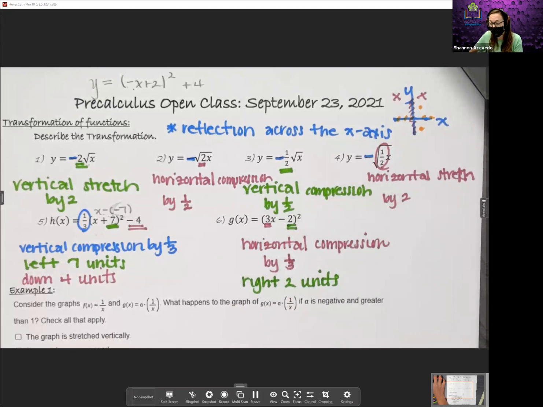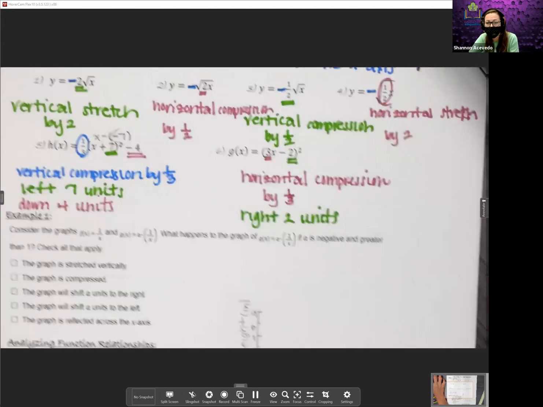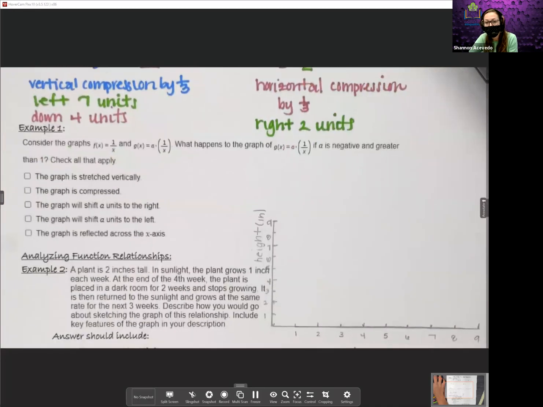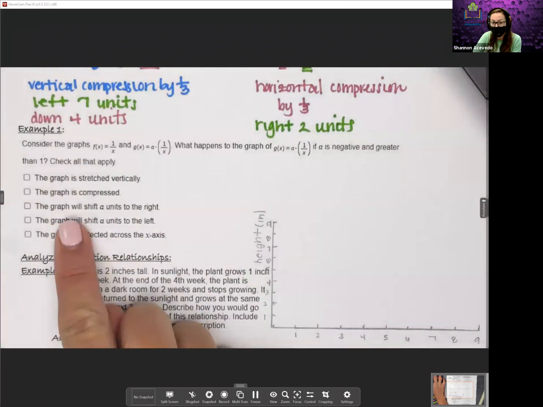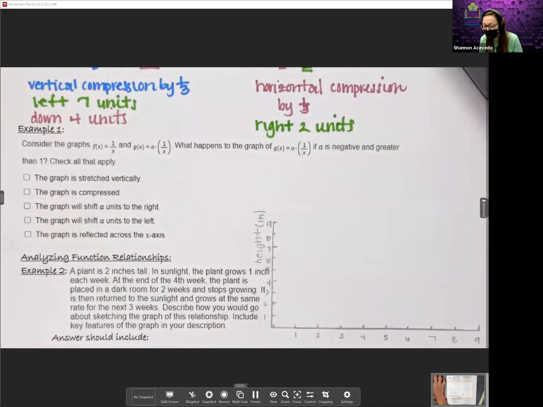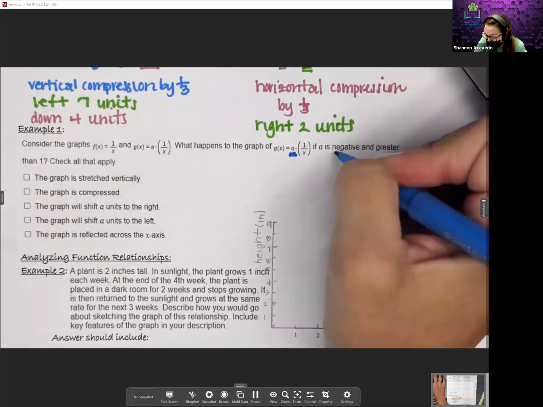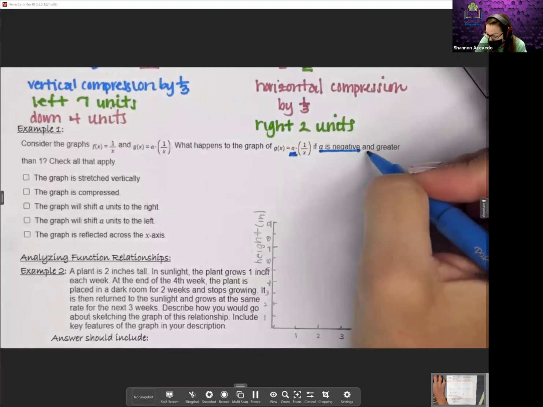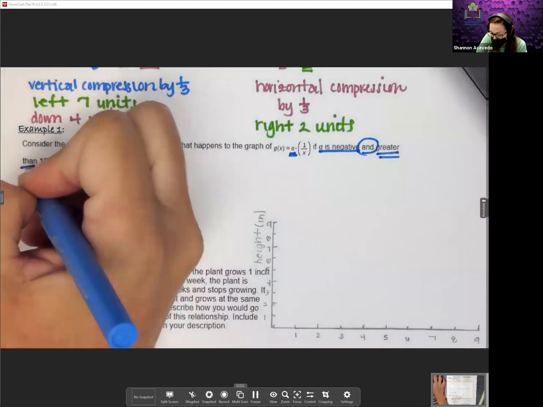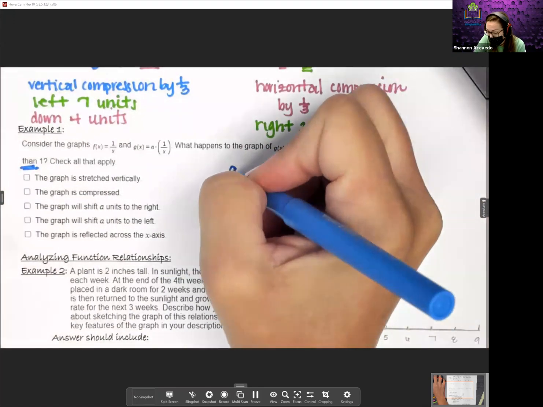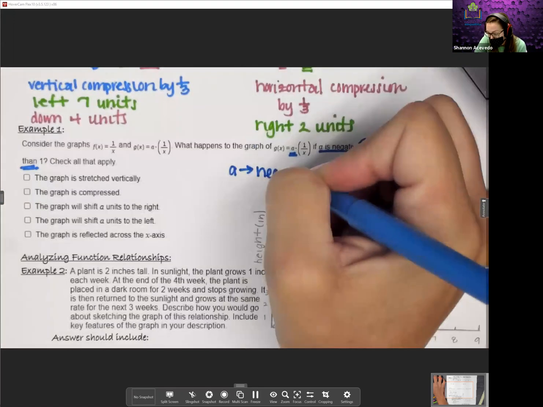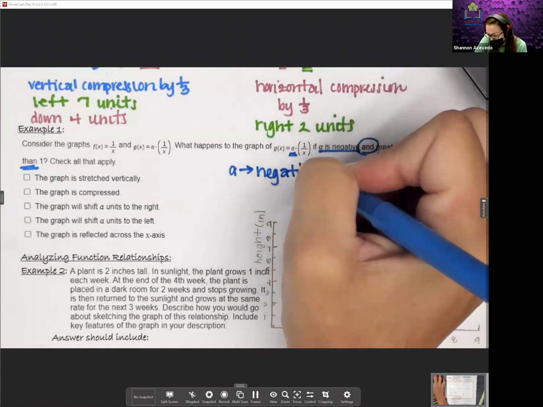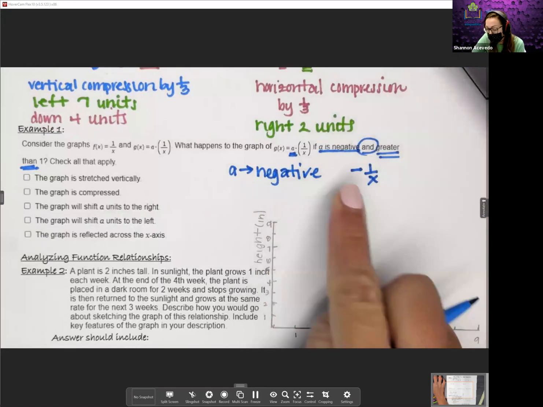There's some examples. Here's an example of what they kind of give you guys. So those were kind of like almost like notes for that section. Here is an example that they gave you. So it says, consider the graphs f of x is equal to 1 over x and g of x is a times that 1 over x. Then it says, what happens to the graph if this value a, this number out in front, is negative and greater than 1? So what if a is negative? So if a is going to be negative, we would have negative 1 over x.